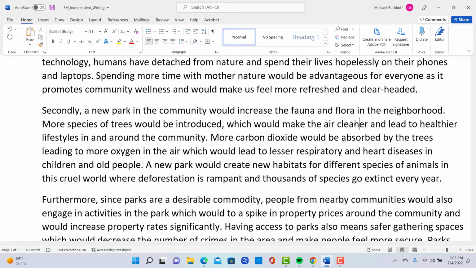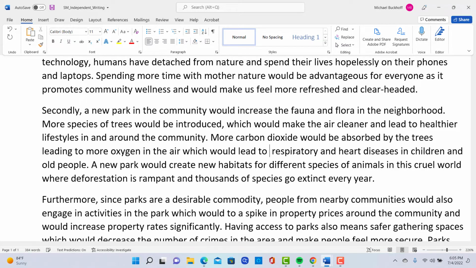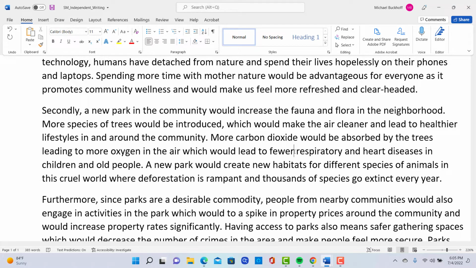More carbon dioxide would be absorbed by the trees, leading to more oxygen in the air, which would lead to lesser respiratory and heart diseases in children and old people. So I would put here fewer, not lesser, because you're talking about something which is countable, the number of diseases in the area. So it would lead to fewer respiratory and heart diseases in children.